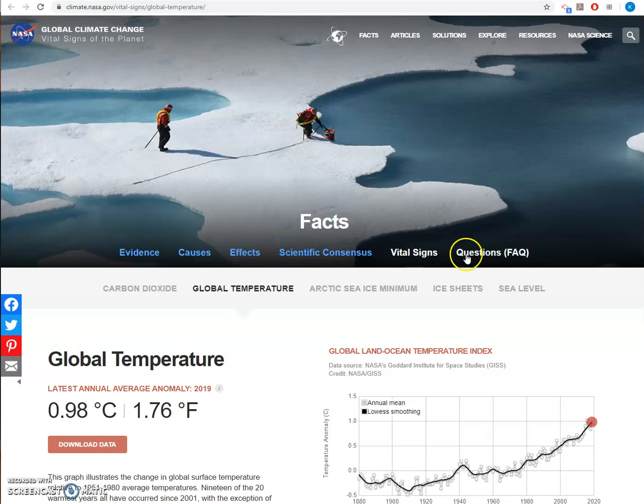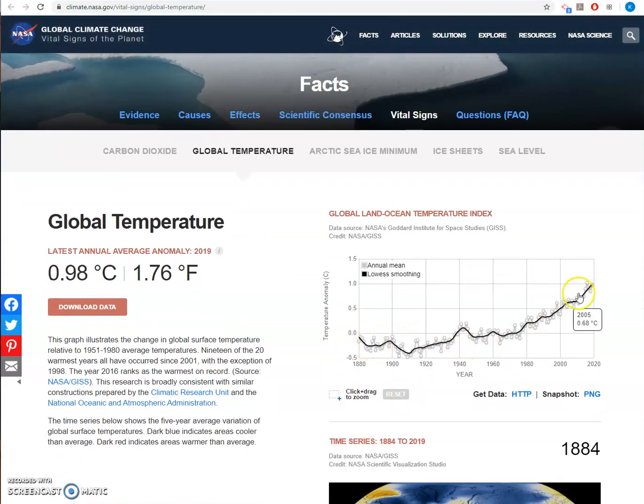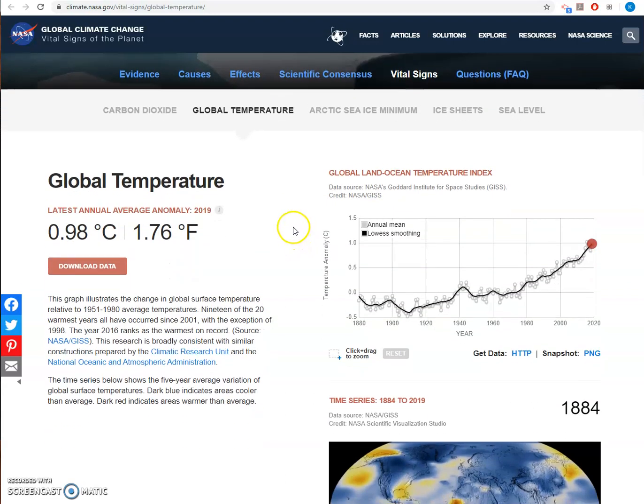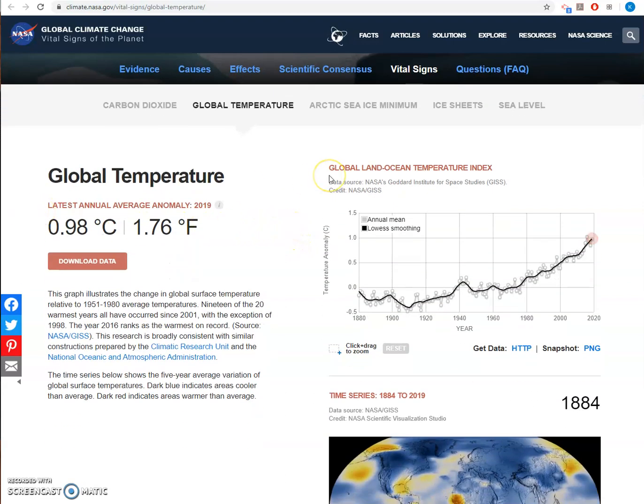NASA's done a really good job of keeping this up online and gathering information, and this stuff is all showing in real time. So as the measurements are made, they get published here. So let's get right into it. Global temperature. What we're looking at here has a lot of jargon or technical terms in it, so we're going to break those down for you.